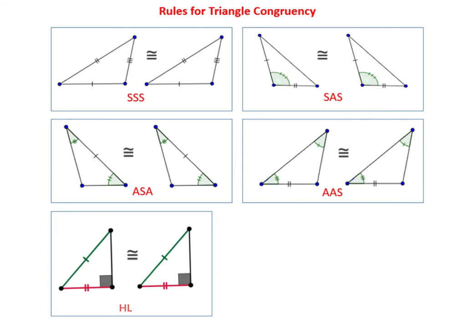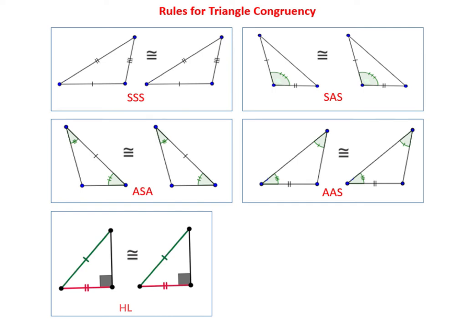From this, we moved into proofs. The different types of proofs that we have: side, side, side. That's when you have all three sides congruent. Side, angle, side. It matters where the angle is. If you have two sides and an angle, the only way to prove that they are congruent is if that angle is in between the two sides that you have congruent.